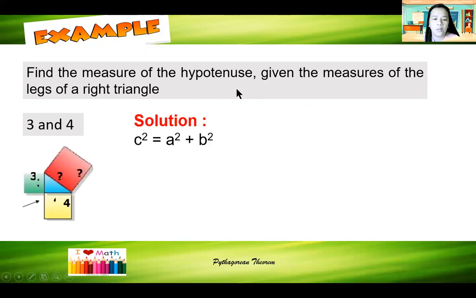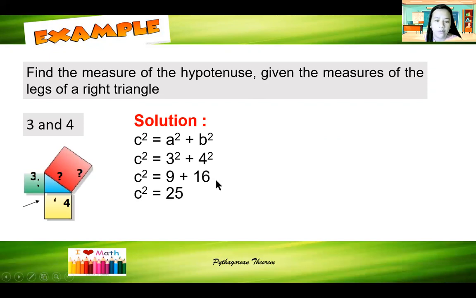In this case, you have the solution, you have the formula: c to the second power is equal to a squared plus b squared. Substitute the first leg, so you have 3 to the second power, plus b, which is 4 to the second. You have c squared is equal to 9, since 3 times 3 is 9, and 4 times 4 is 16. 9 plus 16, so you have 25.